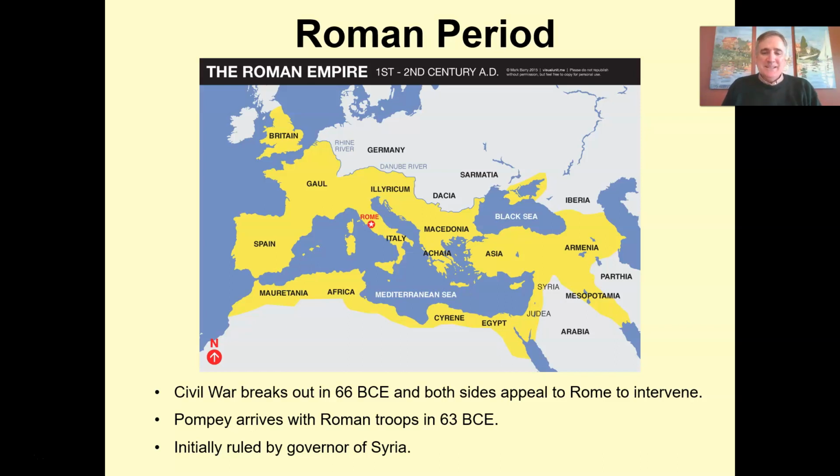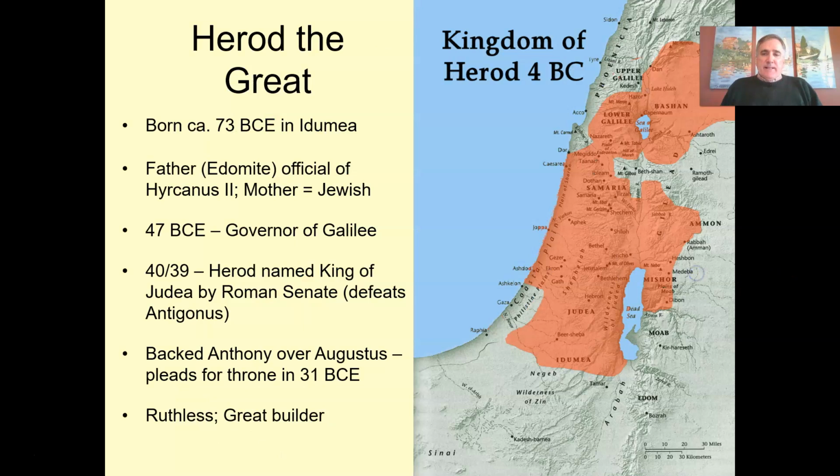Well, Rome sees their chance to maybe not just provide some support, but actually gain control of this territory. Pompey arrives with his troops in 63 BCE, conquers the area, and initially the land is put under the control or governance of the governor of Syria. Until Herod the Great.